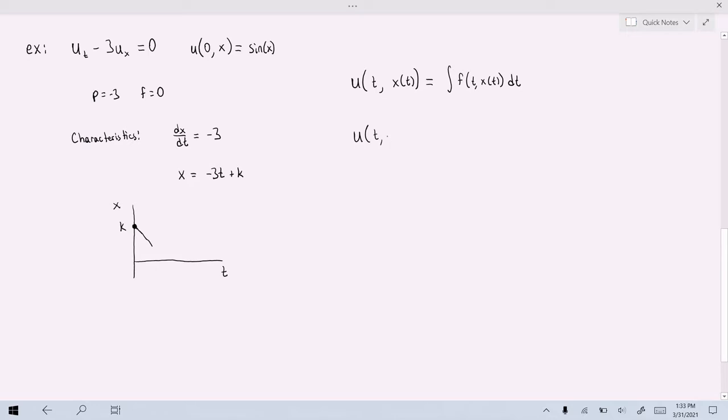Okay, so that means when we evaluate our solution u along any one of these characteristic curves, it should be equal to the integral of f, which in this particular problem is 0. And so the integral of 0 is just a constant. So what we're saying is that the solution u along any characteristic curve is some constant, which I will denote as c, I suppose, okay?